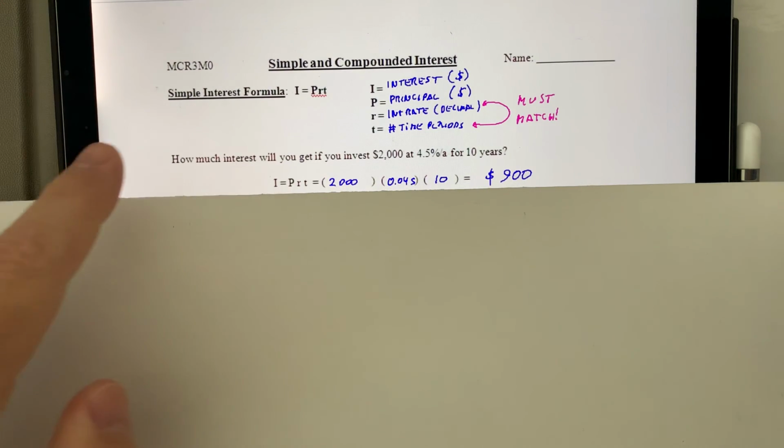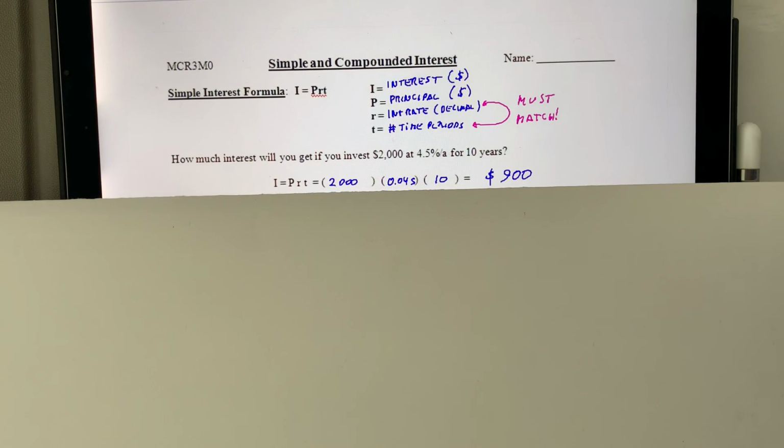This handout is on the lesson, so you can copy it. The formula to calculate simple interest is I equals PRT. I stands for interest in money. P stands for principal, the amount of money that you put down, also in money. R is the interest rate. We use that in decimal, so with 5%, it's 0.05. And T is the number of time periods.